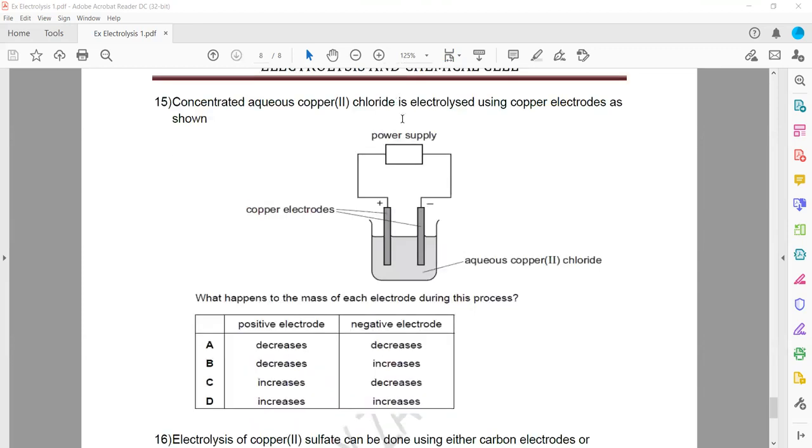So copper(II) chloride is the electrolyte using copper electrodes. If you use copper electrodes, the copper ions in the solution move towards the cathode, so they will stick, and the size of the cathode, the negative terminal, increases. And to compensate, copper atoms at the anode will turn into copper ions. So the size of the positive electrode will decrease, and the negative one will increase. So B will be the right answer.